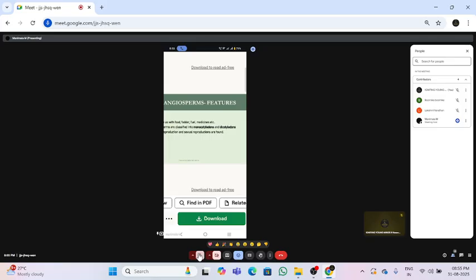Okay, they are classified into two based on the seeds: monocotyledons and dicotyledons. Monocotyledon means a single cotyledon, which stores food in the seed coat, and dicotyledon means two. They undergo vegetative reproduction and sexual reproduction also.